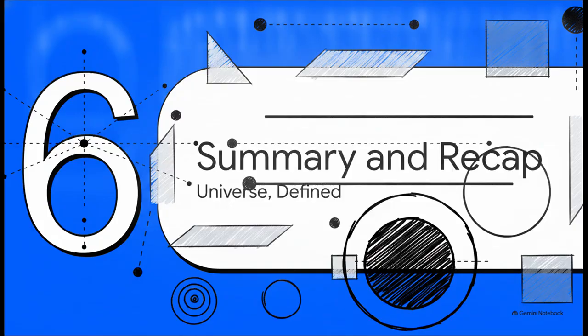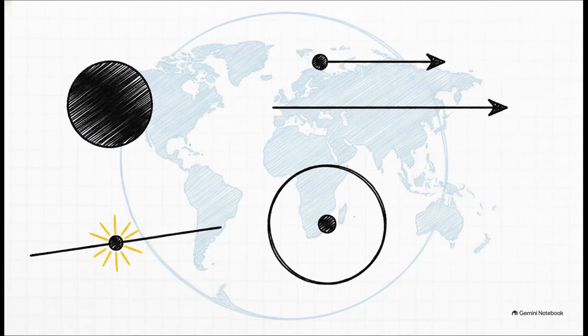Section 6. Summary and recap. The geometric universe defined. All right, here's your ultimate cheat sheet for today. A point is a 0D location with zero movement. A segment is a 1D path with two clear endpoints and a measurable length. Rays and lines, those are 1D paths that stretch out infinitely in one or both directions, while an angle is formed right where two rays meet.